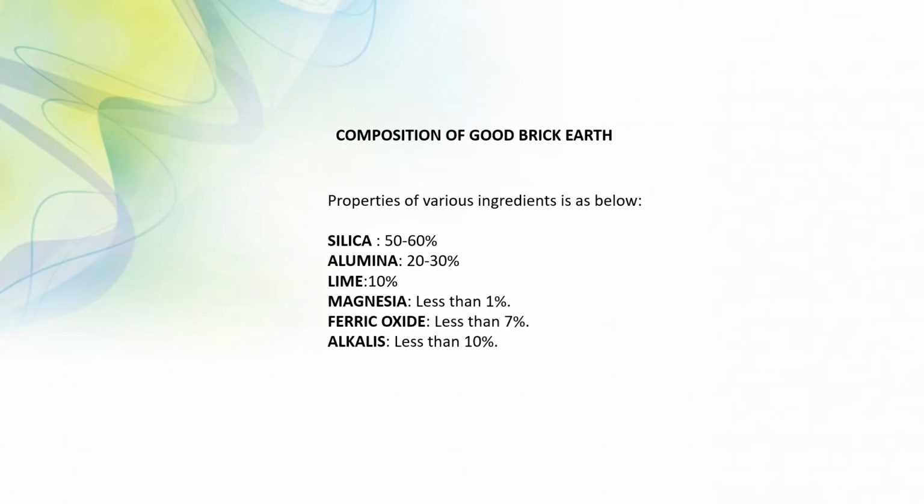Now, I will discuss composition of good brick. This is the important parameter of bricks. Properties of various ingredients are as below. Silica 50 to 60%, alumina 20 to 30%, lime 10%, magnesia less than 1%, ferric oxide less than 7%, and next alkalis less than 10%.